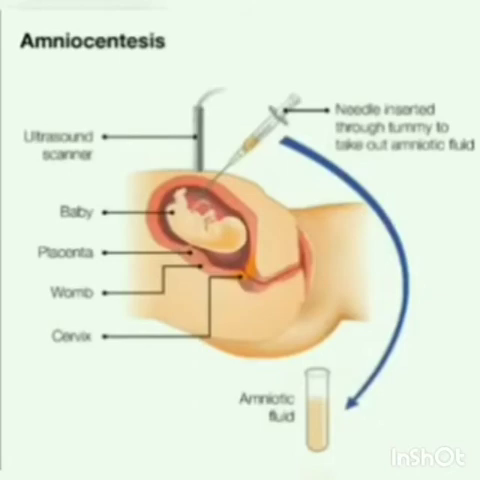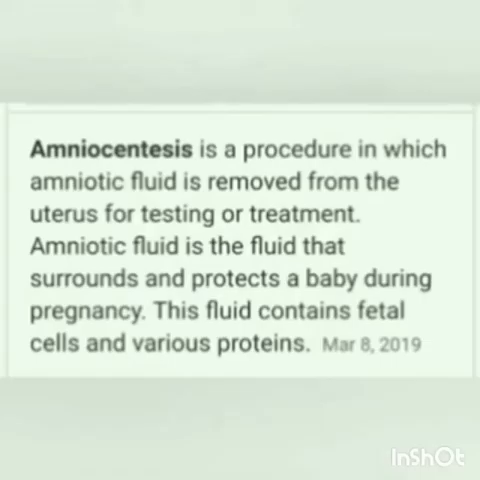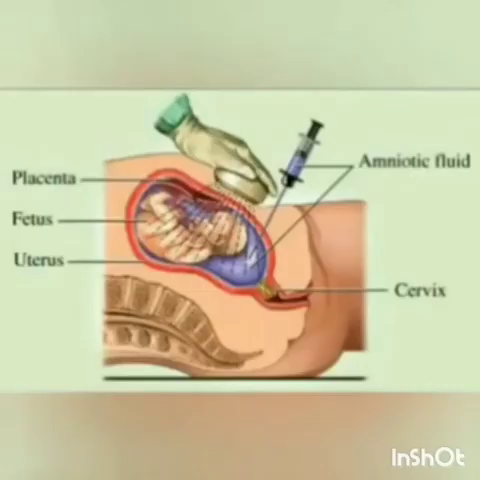What is amniocentesis? Amniocentesis is a prenatal technique used to detect any chromosomal abnormalities in the fetus, and it is often misused to determine the sex of the fetus. Once the sex of the fetus is known, there may be a chance of female feticide. Hence, this amniocentesis is banned.